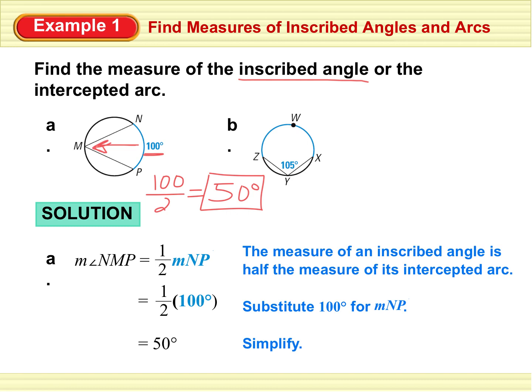Now look at B. What do they give us on B? 105. And is that the angle or the arc? The angle. It's the angle this time. So how do we go from angle to the arc, do you think? If we're going to it, we're taking 105 times 2, and that gives us 210. So, overall, which one is bigger, the angle or the arc? The arc is the biggest. Okay, the angle is the smallest. Questions on those? No. Okay, go try those 3 on your own.